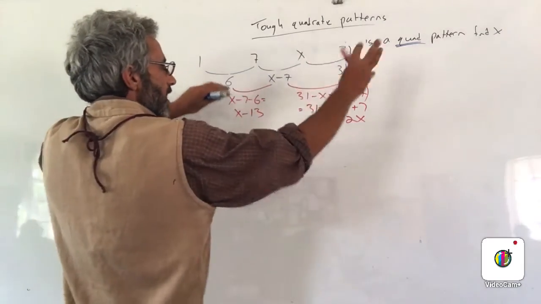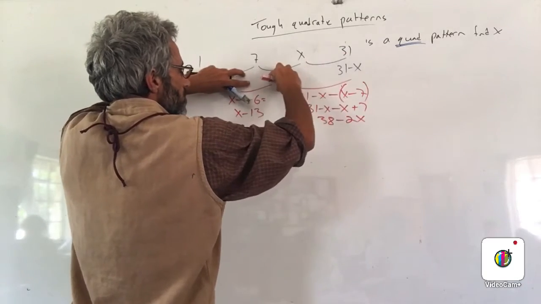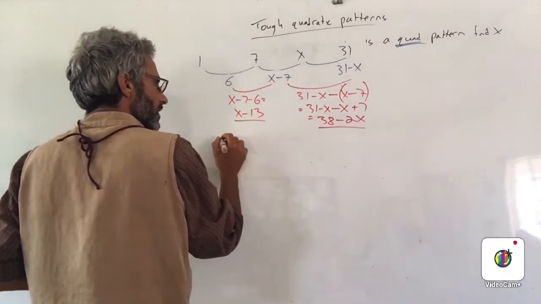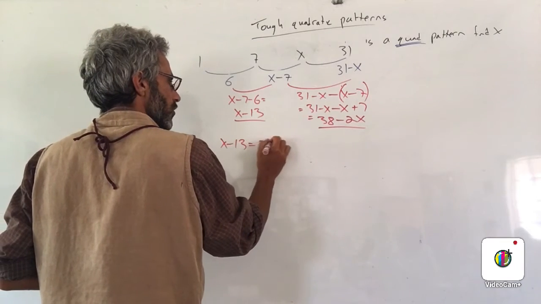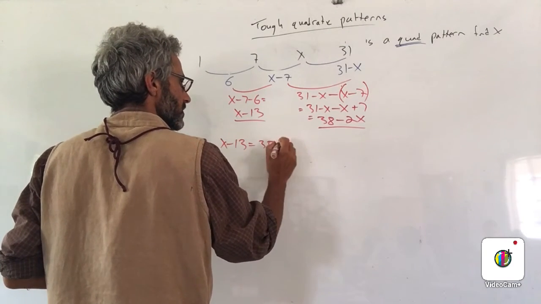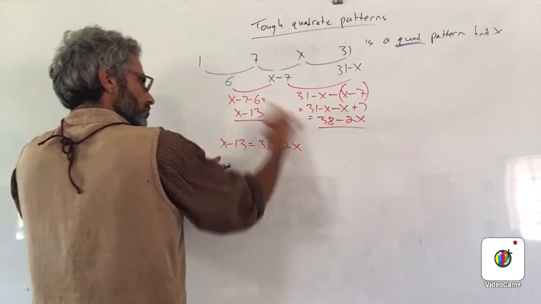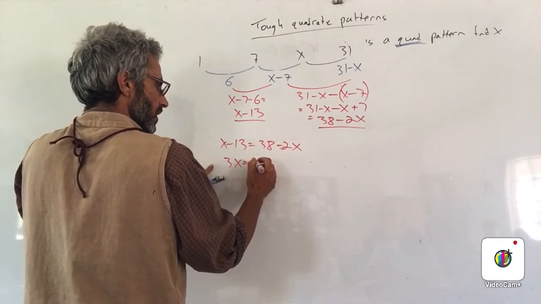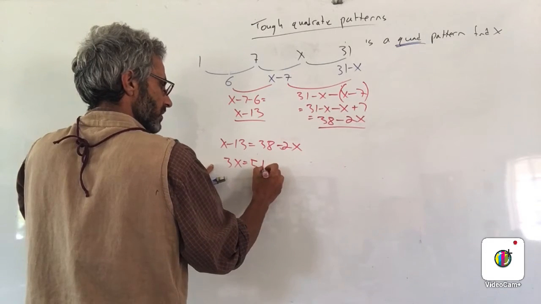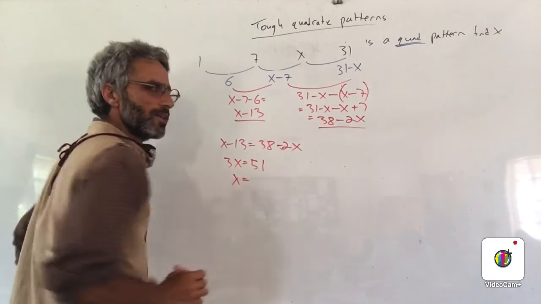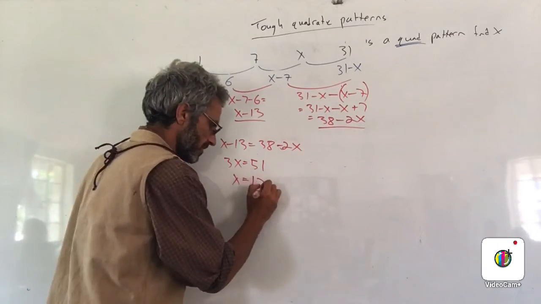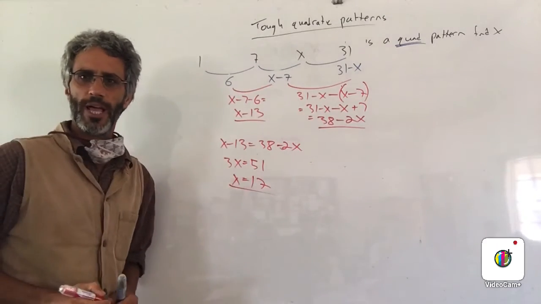So, like you guys said, it's not that these are equal, it's these that are equal. So I'm going to write an equation. X minus 13 equals 38 minus 2X. Move the 2X to the other side, I get 3X. Move the 13 to the other side, I get 51. X equals, how much is that? 17. Brilliant. Okay, let's pause here.